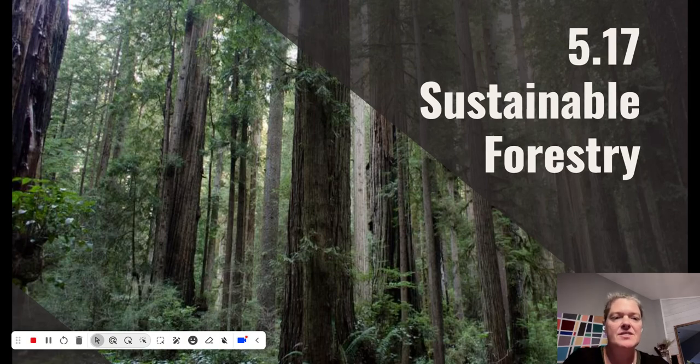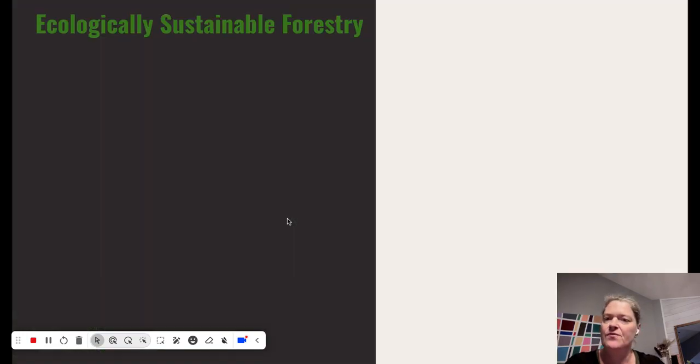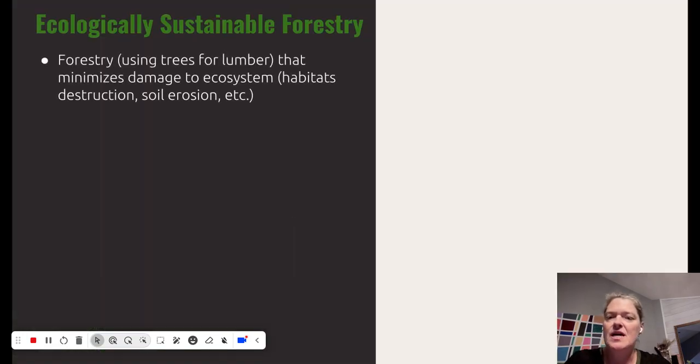Okay, so the last notes for Unit 5 are 5.17 Sustainable Forestry. So let's talk about what forestry is and what makes forestry sustainable environmentally. Forestry is using any trees for lumber, and so it provides that ecosystem service to humans. Sustainable forestry actually minimizes the damage to the ecosystem when we remove those trees for lumber.